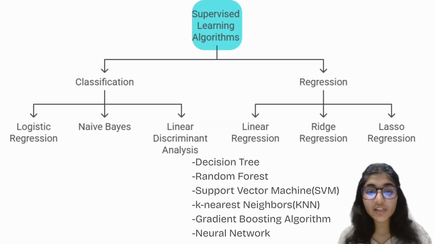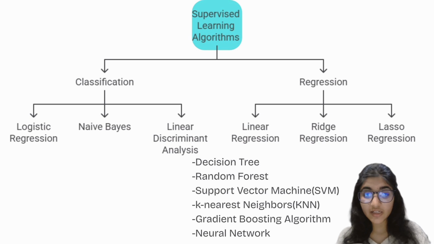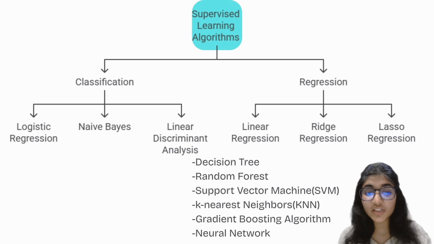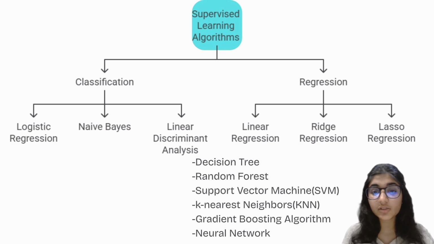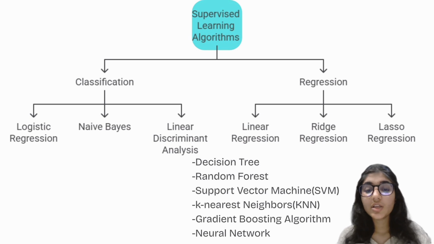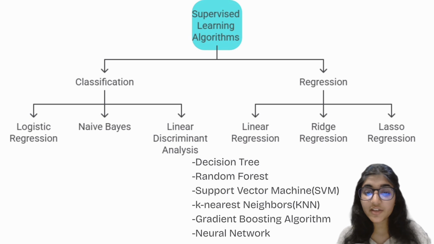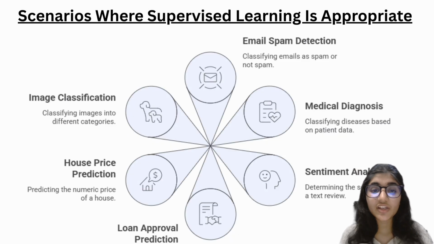So in supervised learning algorithms, we have classification and regression. Under classification, we have logistic regression, naive Bayes, linear discriminant analysis, decision tree, random forest, support vector machine, k-nearest neighbors, gradient boosting algorithm, and neural networks, which are also included in the regression part. So in regression, the other three we have linear regression, ridge regression, and lasso regression. Now, the scenarios where supervised learning is appropriate.